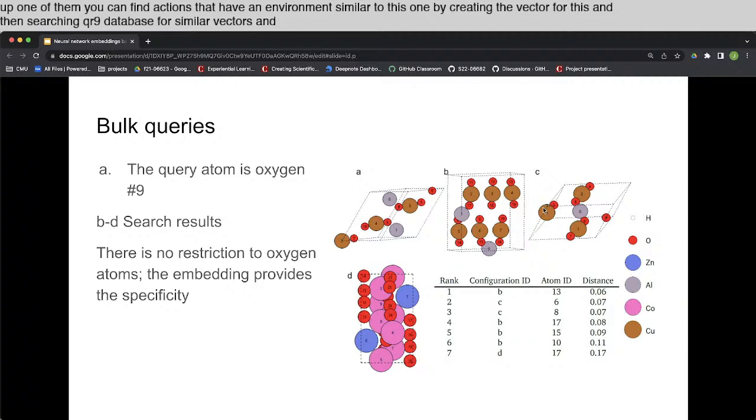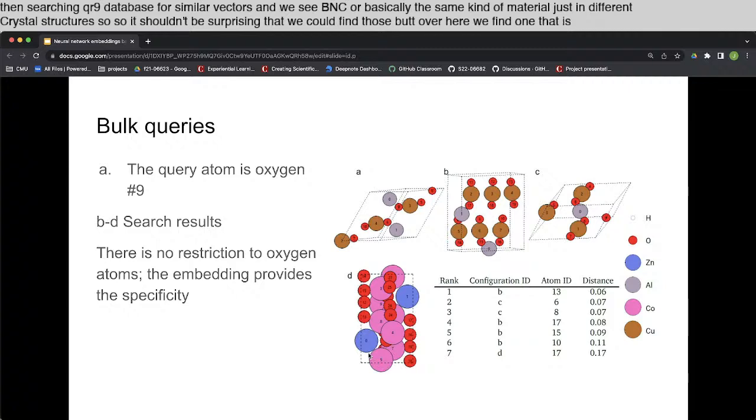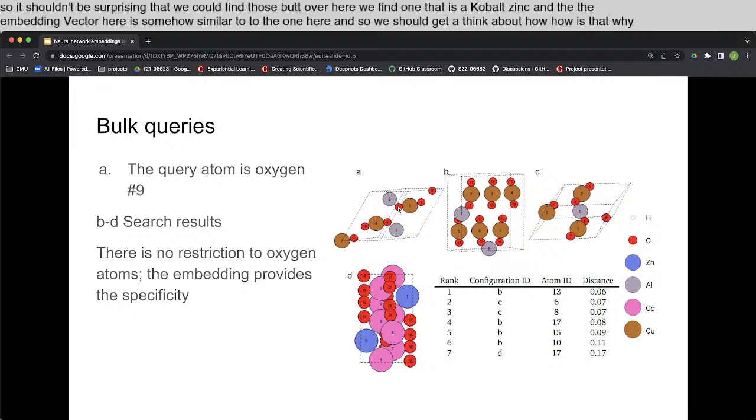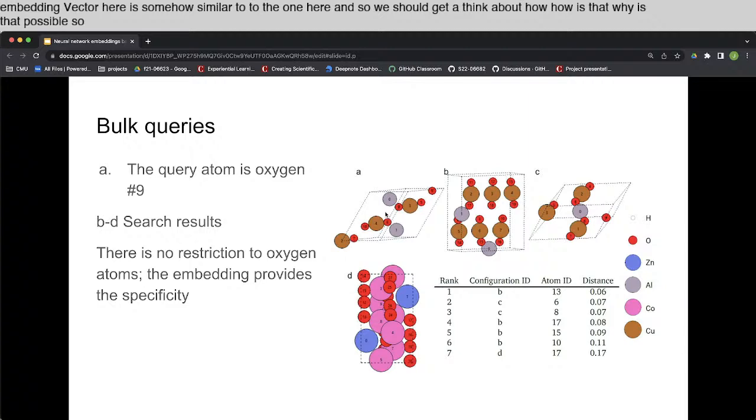And we see B and C are basically the same kind of material, just in different crystal structures. So it shouldn't be surprising that we could find those. But over here we find one that is cobalt zinc, and the embedding vector here is somehow similar to the one here. And so we should think about why that is possible. So over here we have copper aluminum, down here we have cobalt zinc.